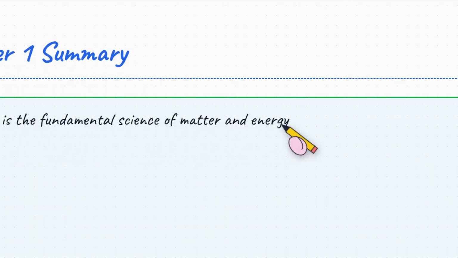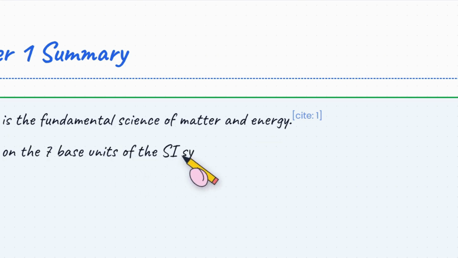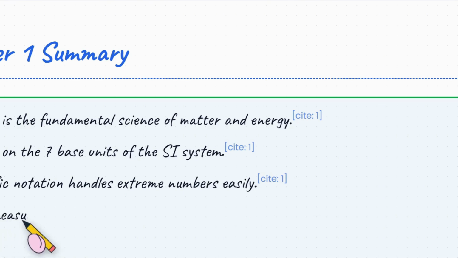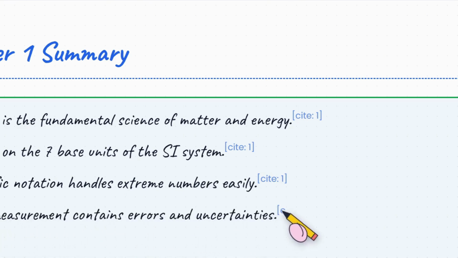To summarize Chapter 1, physics relies on the SI system's 7 base units. We use scientific notation for extreme numbers, must account for errors and uncertainties, and use dimensional analysis to verify formulas.